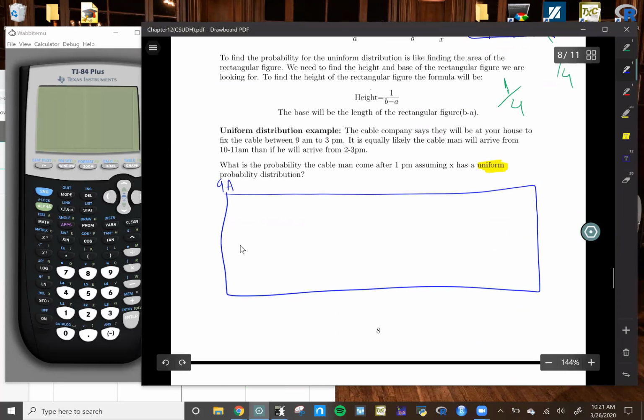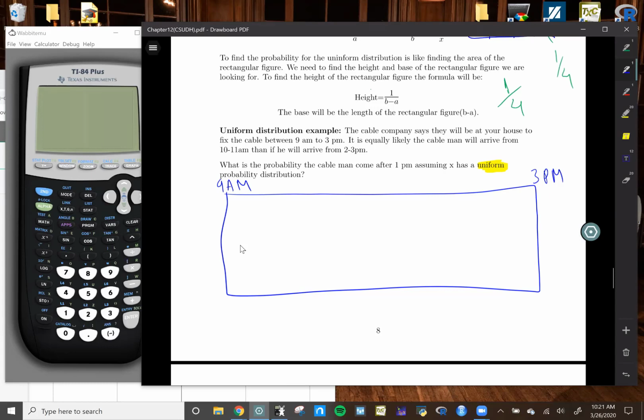So the earliest the cable guy could arrive is 9 a.m. What's the latest the cable guy could arrive? 3 p.m. Perfect. All right. Everybody good? Well, we got 9 a.m. as the earliest time and 3 p.m. as the latest time.